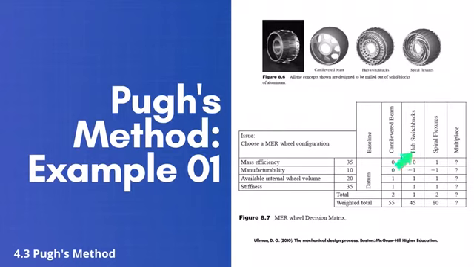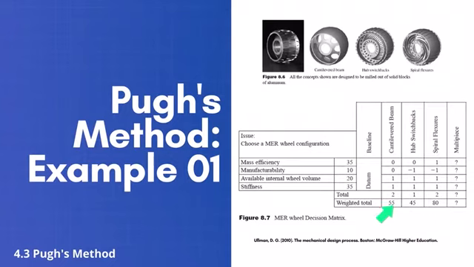Now let us consider concept hub switchback for criteria manufacturability. Here we see the comparison, the result is -1. So the -1 means that the hub switchback in terms of its manufacturability is poorer than the baseline. So we give -1.